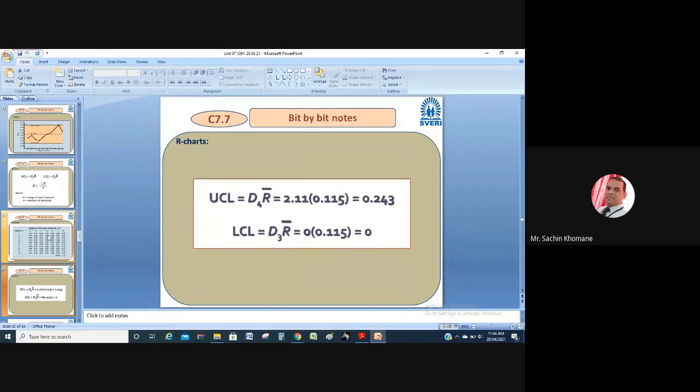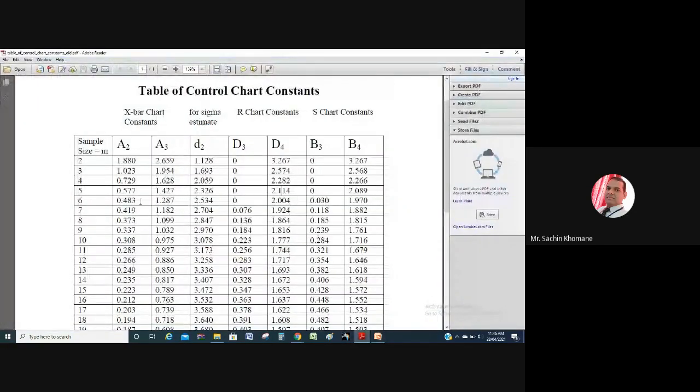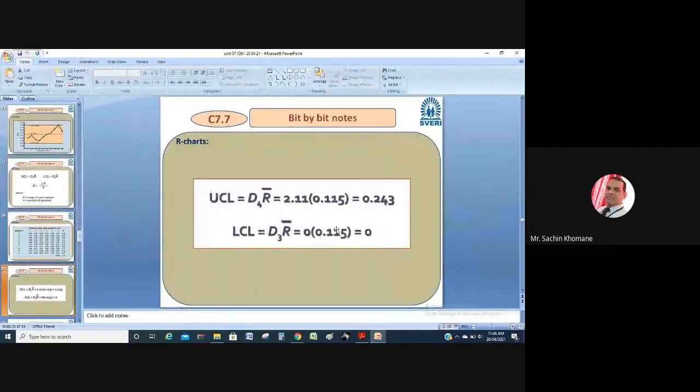And what is the D4? From this chart, you can find out the D4 for 5 columns, right? For 5 columns, 2.114 is the D4. So easily you can find the D4. 2.11 round figure, the third digit they have not taken in this calculation. So if we make the multiplication, 0.243 will be the UCL.